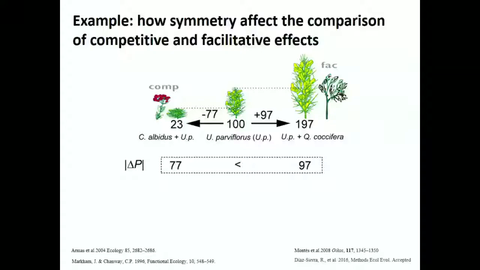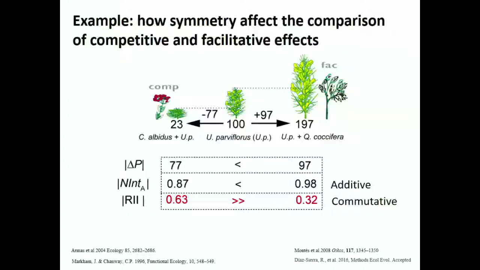So if we compare the absolute effect, these values, we say this facilitator has a bigger effect than this competitor. And that's what our additive index, this new neighbor intensity additive index, does, it keeps the same comparison. But if we go for commutative indices, like RII, we have the opposite.